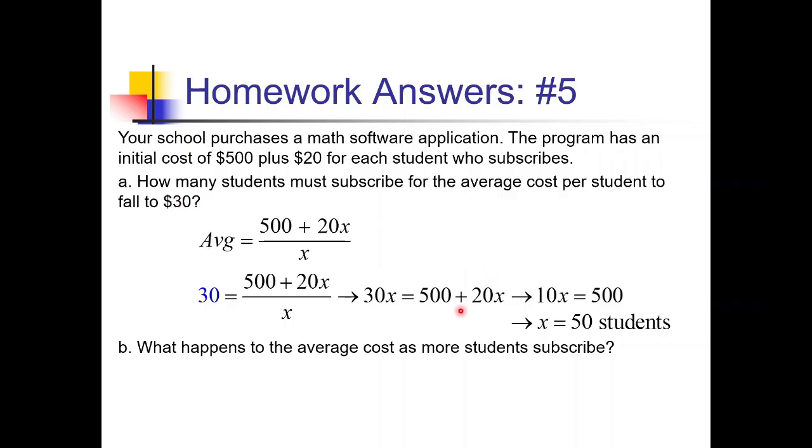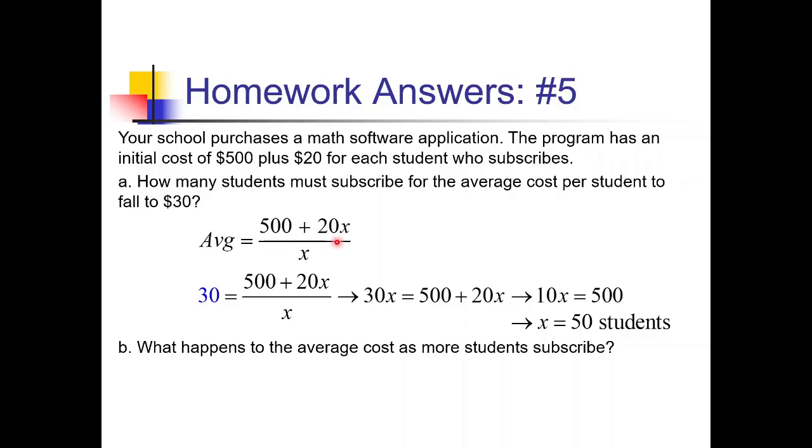Now they want to know also what happens to the average cost as more students subscribe. So they're basically asking, if you have 100, 1,000, 10,000 students, an insanely large school, is there a limit on what this average is going to go down to? So to figure that out, we're essentially asking what the horizontal asymptote is for this average function here. What happens as x approaches infinity?